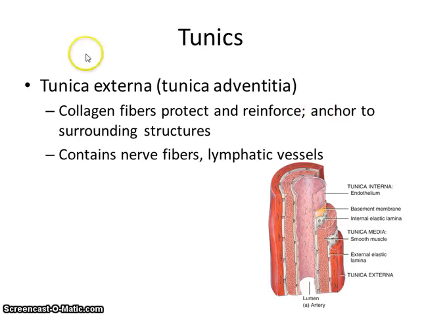And then the outer layer is the tunica externa. Sometimes you'll see the word tunica adventitia. Here we've got lots of connective tissue. Collagen fibers are present. Collagen is really strong, so they protect and anchor, holding things in place. And there's lots of spaces, so you've got area for nerves to run through as well as lymphatic vessels. And those will take any fluid we lose from our blood vessels, filter it, and return it back into the blood flow.